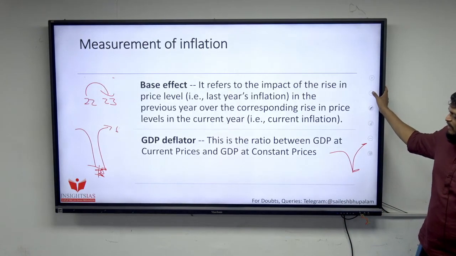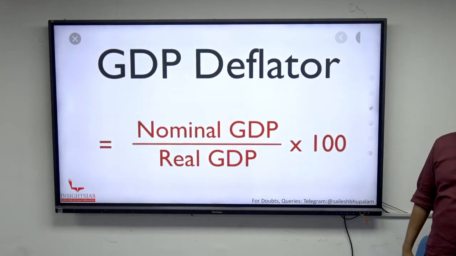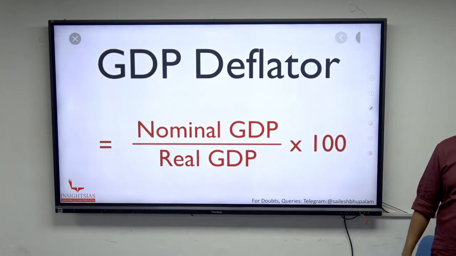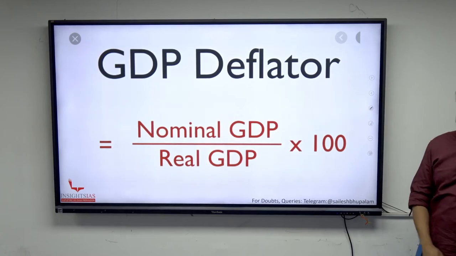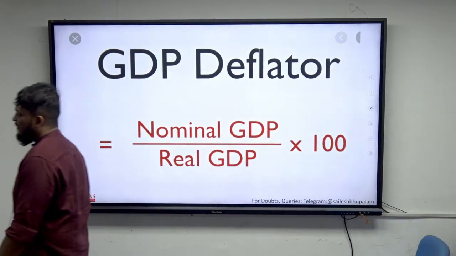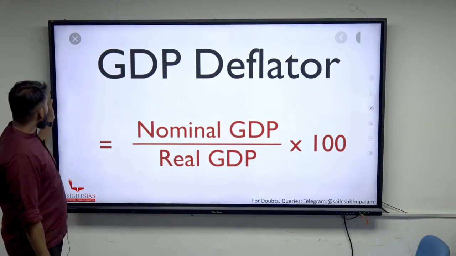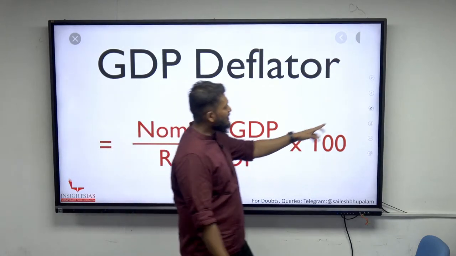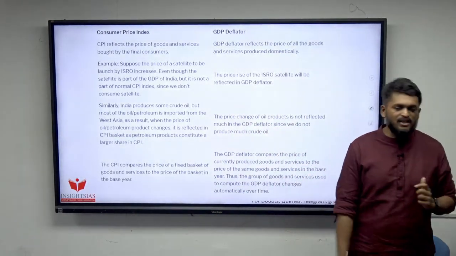Next, coming to GDP deflator. So GDP deflator, the mathematical formula is nominal GDP divided by real GDP. But what is the concept of GDP deflator? You have to understand. It is only a conceptual figure. Usually we don't calculate it because it is very complex to calculate. It is only for conceptual understanding that we discuss GDP deflator. Usually we calculate CPI, WPI for inflation. GDP deflator, what exactly is it? To understand this, let us compare it with CPI. CPI we just saw.